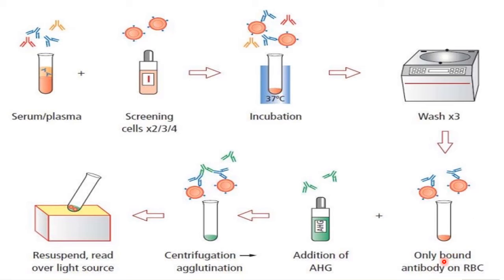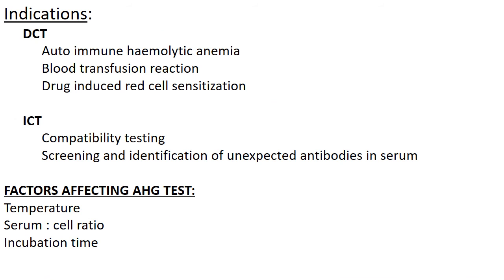After discarding the supernatant, to the sediment you add anti-human globulin. Mix the content properly. If required, you can centrifuge, or else if you keep it for 5 to 10 minutes, you will get agglutination if the serum contains incomplete antibodies. This is the indirect Coombs test. Since there is no direct procedure, it is called indirect.